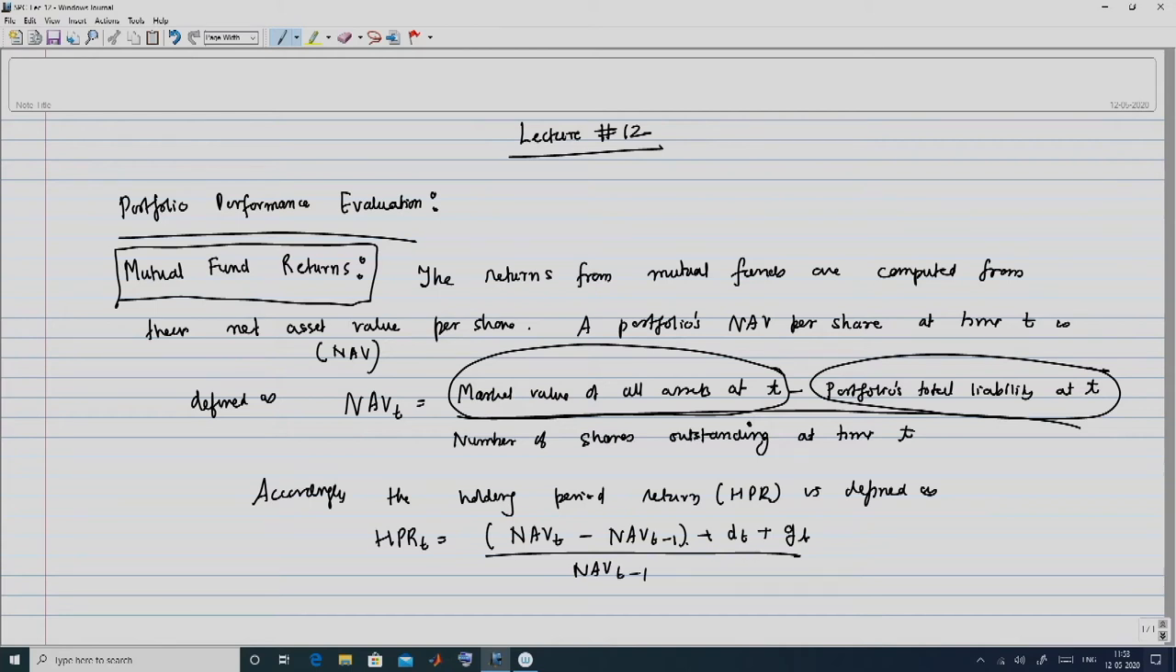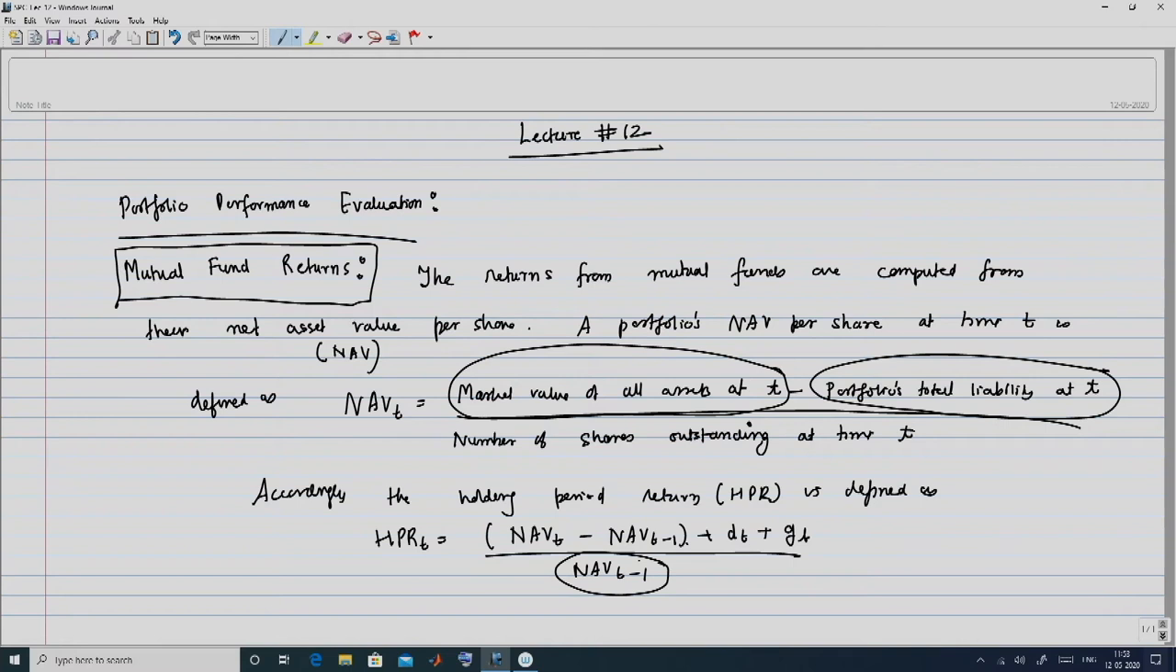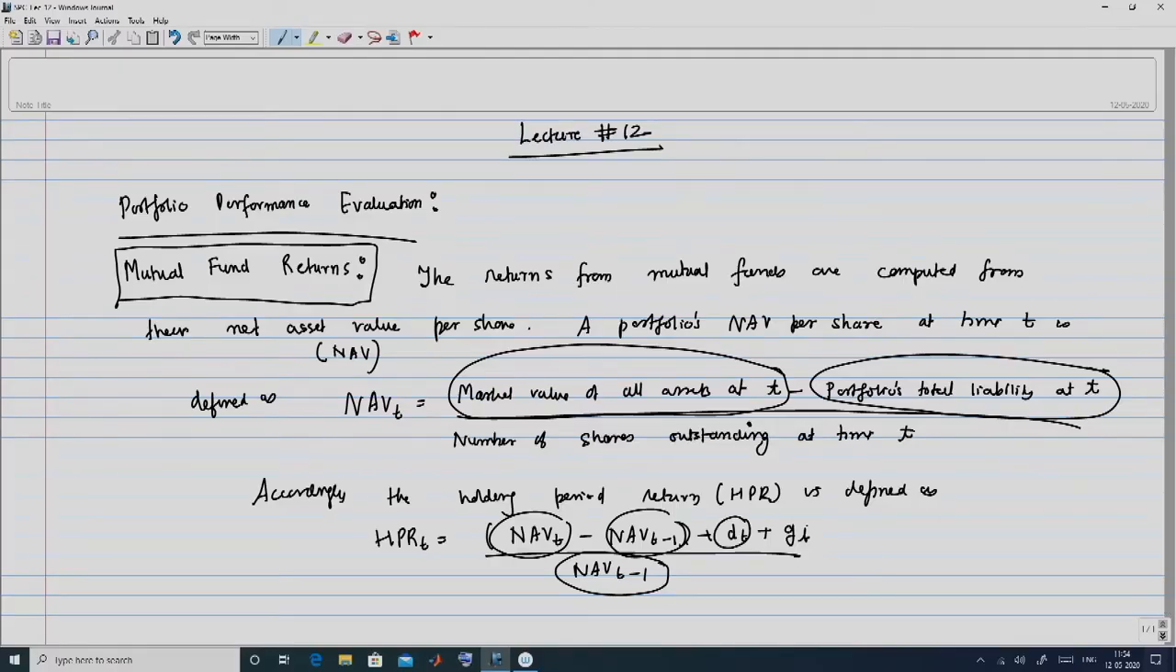So this means that if the valuation per unit of the mutual fund at time t minus 1 was NAV_{t-1}, and then it becomes NAV_t at time t, then the return exclusively from its net asset value is going to be NAV_t minus NAV_{t-1} divided by NAV_{t-1}. However, we need to account for certain other income streams that can actually come in between time t minus 1 and time t. So for that, we have two terms, D_t and G_t, and I will explain what these terms are.